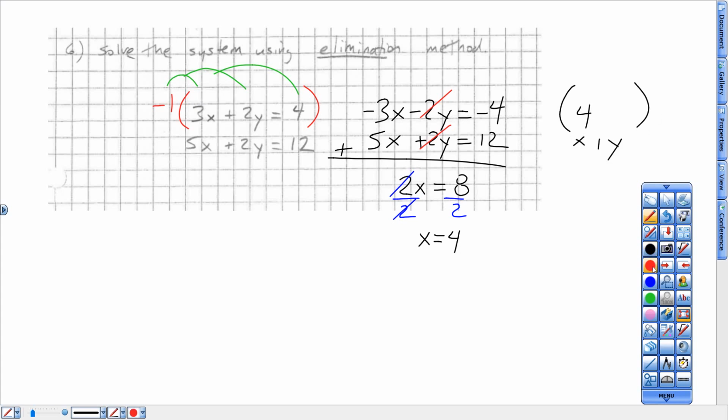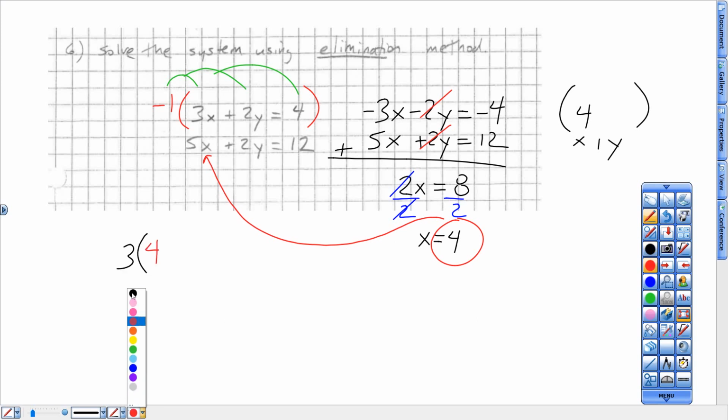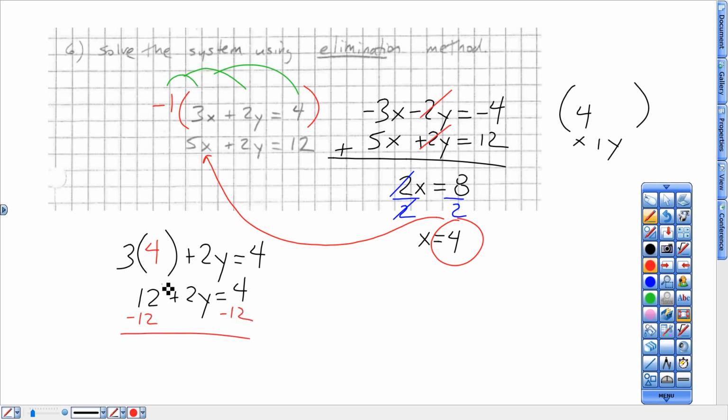Now to find that other piece, take that 4, plug it into any of these equations for x. Doesn't matter, top one, bottom one. I'm going to use the top one just because. So I'm going to put in that 4 right here into that top one. It's going to give me 12. And then right there, I'm going to subtract 12 on both sides of my equation. That's going to give me a negative. That gives me 2y equals negative 8. And then right there, I'm going to divide everything by 2, which gives me y equals negative 4. I'm going to put that number right here.